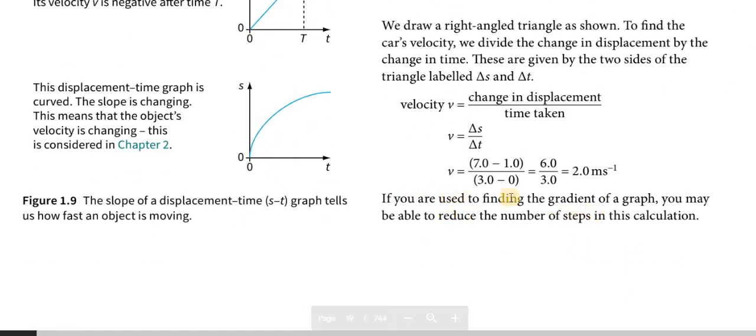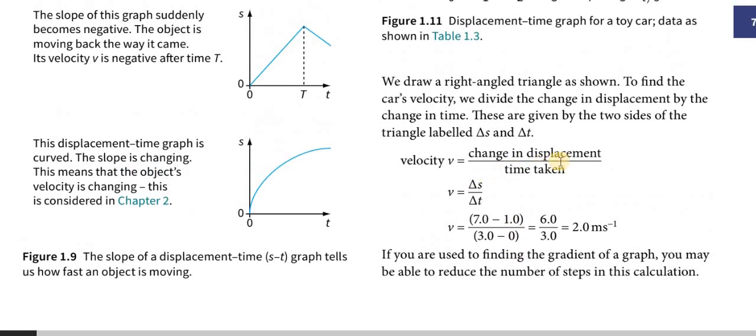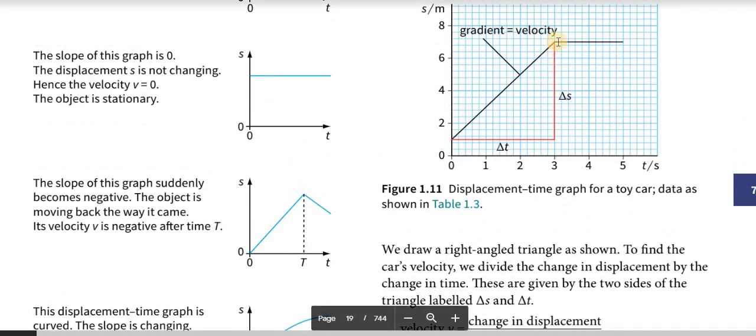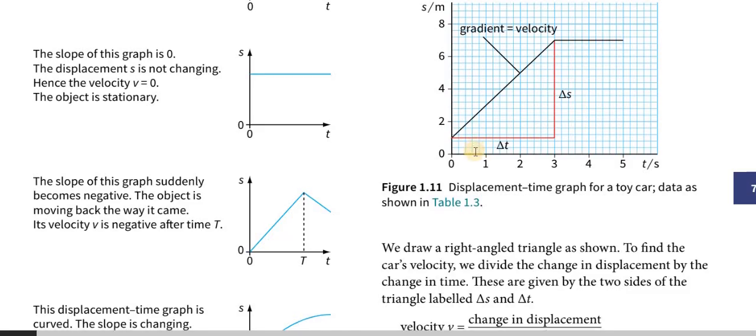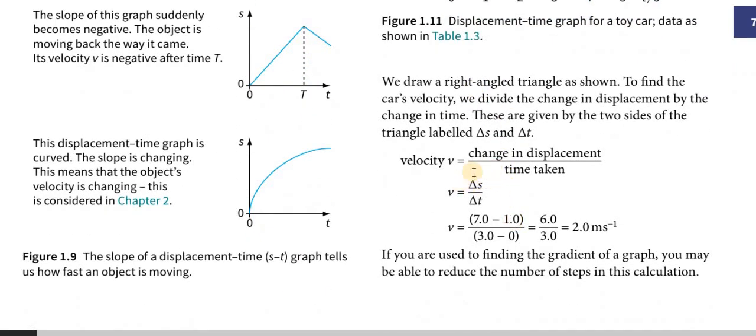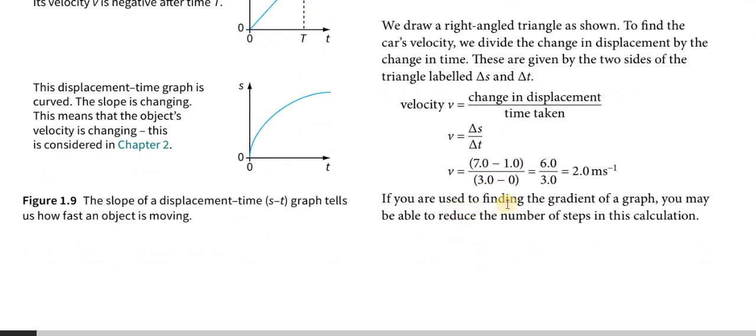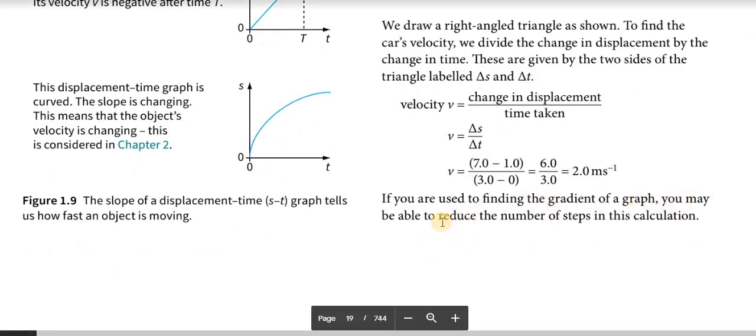Now this is actually the gradient that you are finding. You can see change in displacement is the displacement over here minus the displacement over here, and that is the change in displacement. The time taken for that change is 3 minus 0. Okay, so the velocity is change in displacement divided by time taken. So that is 6 divided by 3. So if you are used to finding the gradient of a graph, you may be able to reduce the number of steps in this calculation.